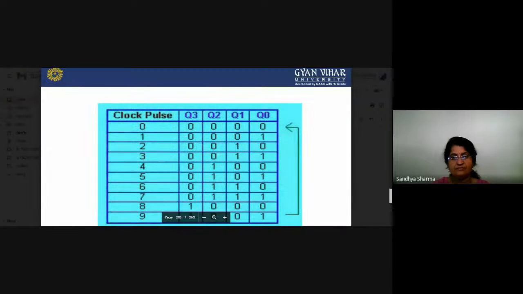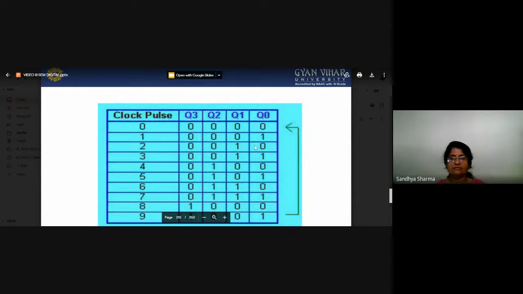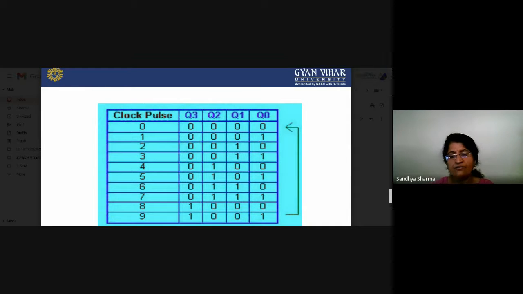You have to reset after 1010. You have to reset your flip flops. The process is the same. Q0 toggles on each clock pulse. Q1 toggles on the next clock pulse every time. Q2 toggles on the next clock pulse every time when Q0 and Q1 are high. This is the tabular format, and after 9 you have to reset.